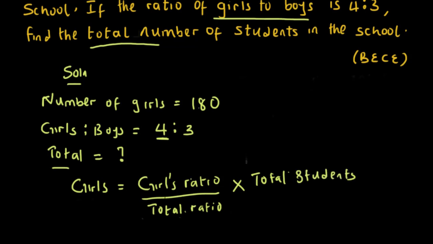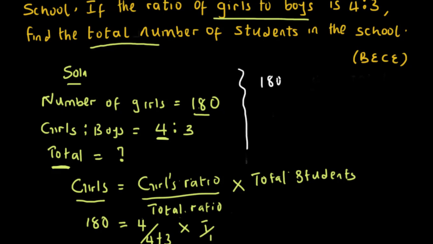Alright, so we've got this formula. So what we are going to do is to slot in the values we have. So number of girls, we know, is 180, so I'll put 180 equals, girls ratio is 4. So we have 4 over total ratio, 4 plus 3, times total students, we don't know it, that's what we are told to find. So I can represent it as T. And we can have it as T over 1. Do you understand? So let's do the remaining somewhere here.